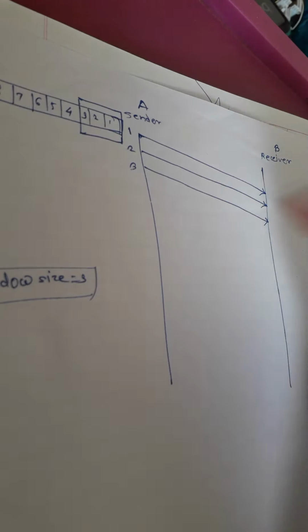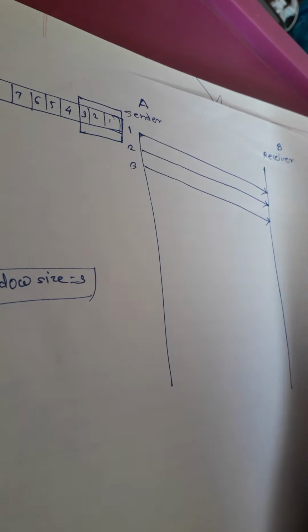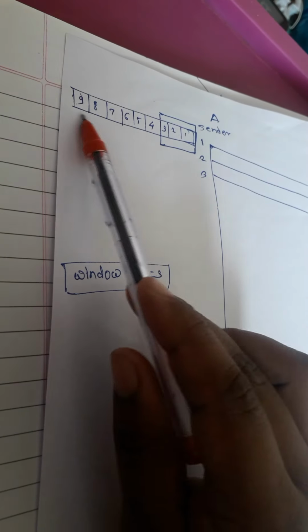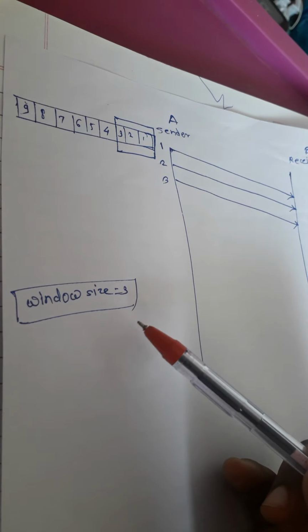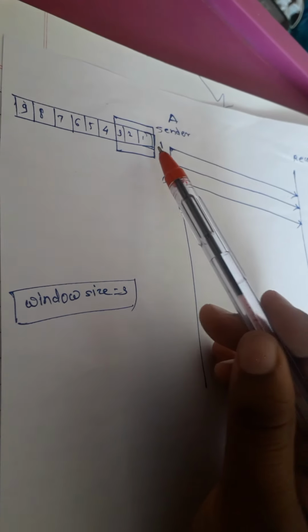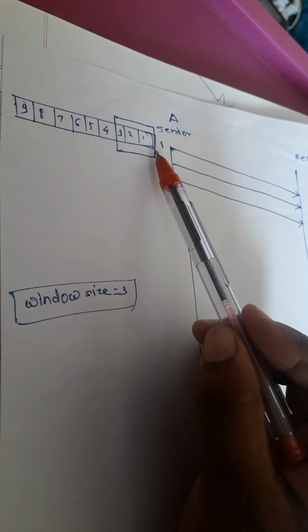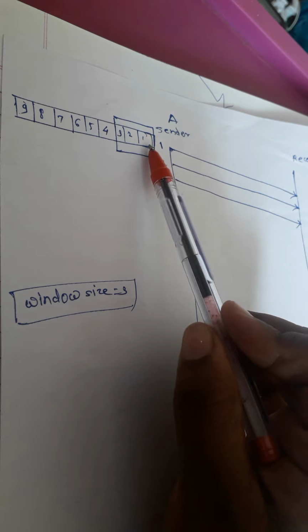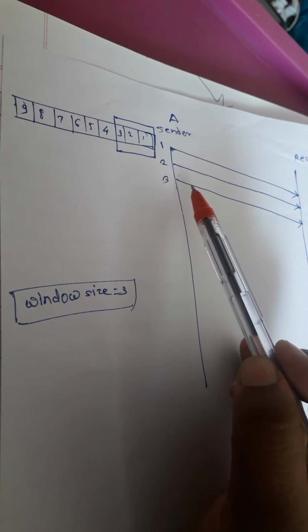According to the example, sender A is available and receiver B is available. At the sender, a total of 9 frames are ready to transmit, and the window size given is 3. According to the window size, the sender can transmit all the frames available in the window before receiving the acknowledgement for the very first transmitted frame. Accordingly, the first, second and third frames have been transmitted by the sender.